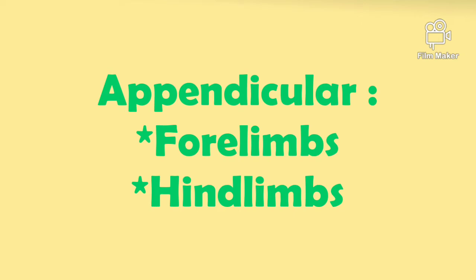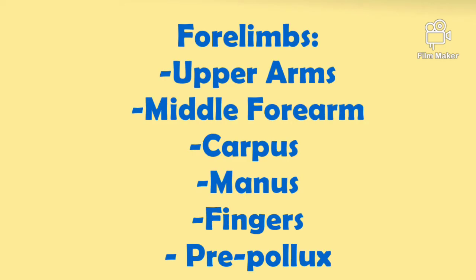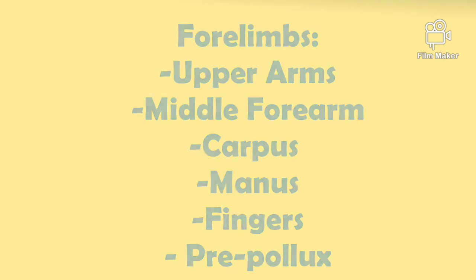The appendicular region has two main parts: the forelimbs and the hind limbs. The forelimbs have the upper arm, the forearm, the carpus, also known as the wrist, the manus or hand, the fingers, also known as digits, and the pre-pollex, which is the rudimentary first finger, usually a short stump on the inside of the hand of the frog.